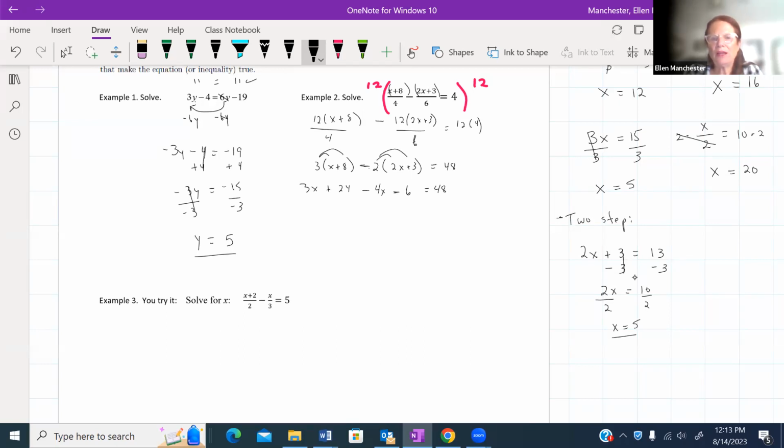Now I'm going to add my like terms. 3x minus 4x is a negative x. 24 minus 6 is a positive 18. And now I'm going to subtract 18. Sorry, I got lost on where I was. So 48 minus 18 is 30. So this is a negative x. This is a negative 1x. So we are going to divide both sides by negative 1. So I have x equals negative 30.